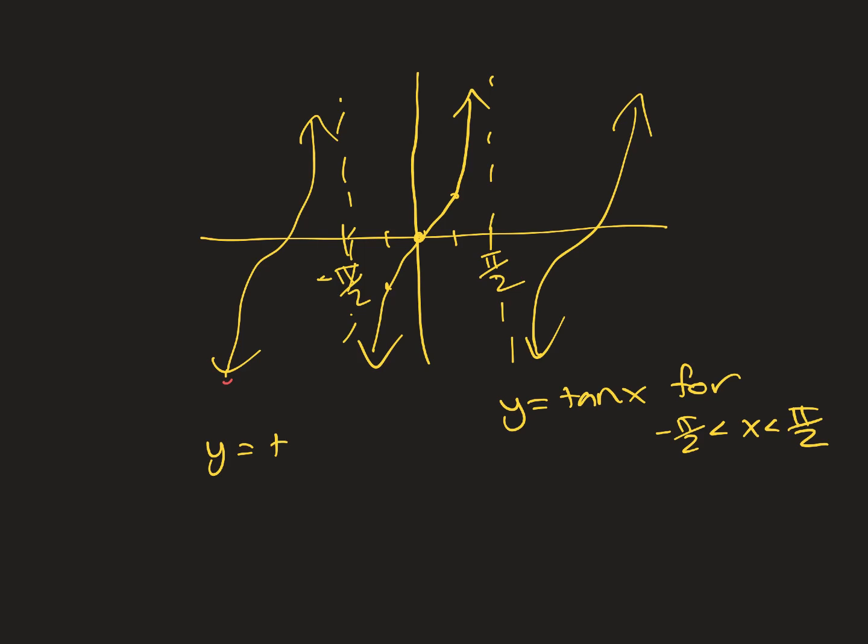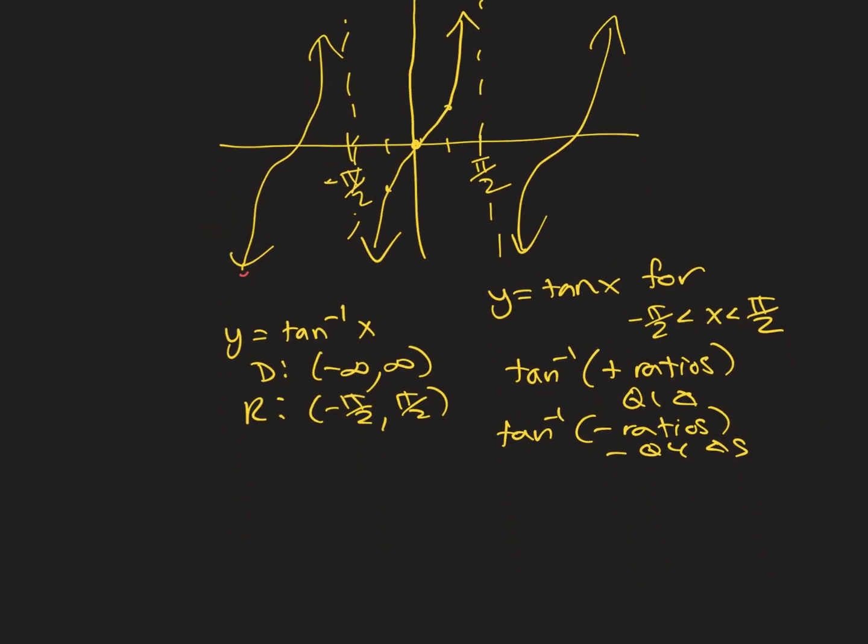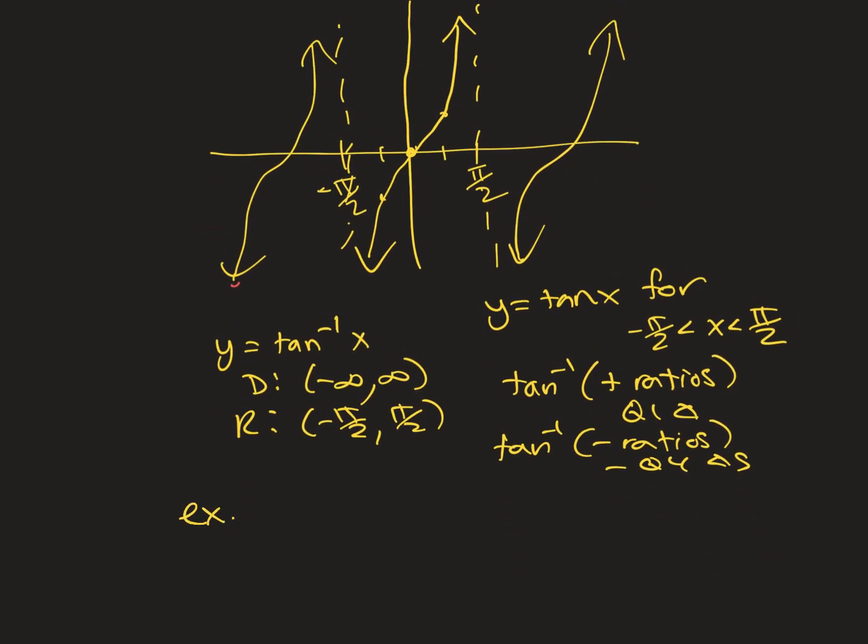Okay, so when we talk about inverse tangent, the domain or the ratios I can input are everything because the range of the original function is everything. And the range is going to be negative pi over 2 to pi over 2 exclusive. So like sine, when I input positive ratios, I get quadrant 1 angles. When I input negative ratios, I'm getting that negative quadrant 4 angles. So very, very similar to sine. So for example, if I do inverse tan of negative root 3, you're going to give me negative pi over 3. So a negative quadrant 4 angle.